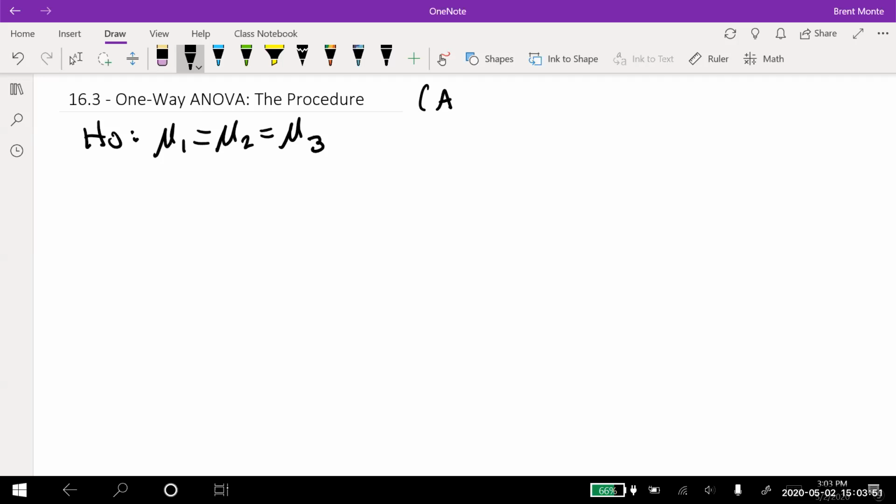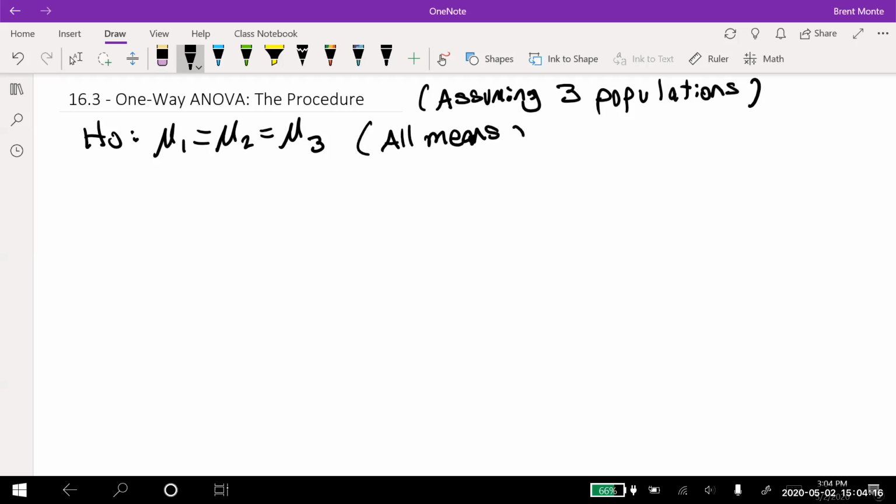We'll put here, assuming 3 populations. If there's more than 3 populations, then you'll have to put equals mu sub 4, mu sub 5, however many you have. Okay, so that's our null hypothesis. Sometimes they'll even say all means are equal. Either one, they're both common.